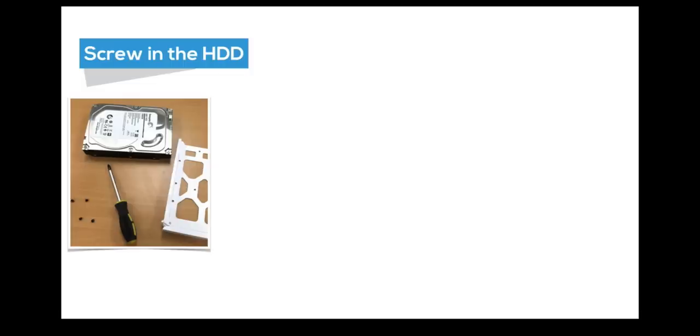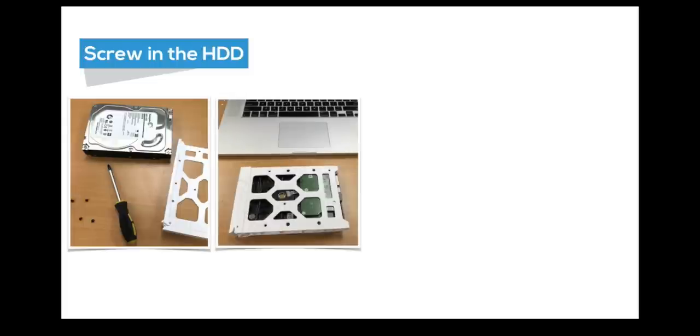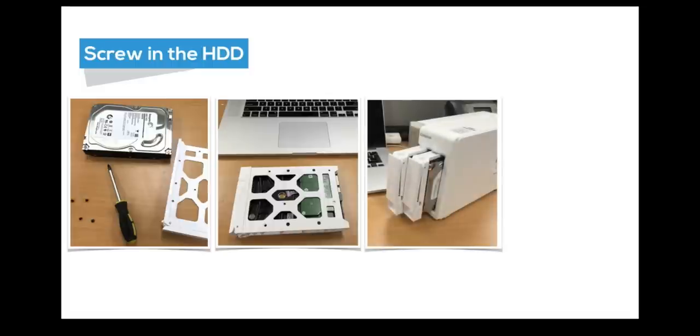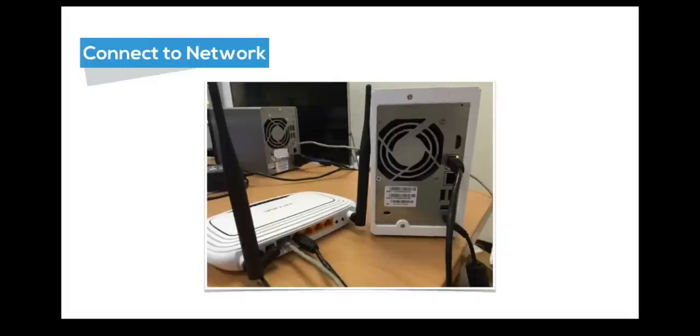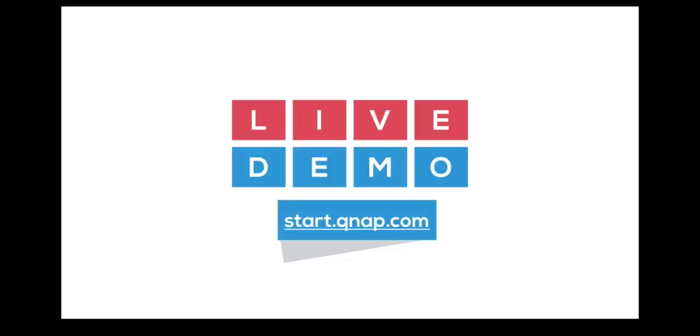So the first picture shows the screws on the side, which you will then screw the hard drive onto the NAS tray. And once it's screwed up, it will look like this. Then you will just plug it into the NAS. You will hear a big click when you securely lock it into the NAS. So right here, you'll have to connect the NAS to the router with the Ethernet cable, and you'll see that connection right here with the black cord. And after that, you turn on the NAS and you open a browser and type in start.qnap.com. And here is the real life demo.